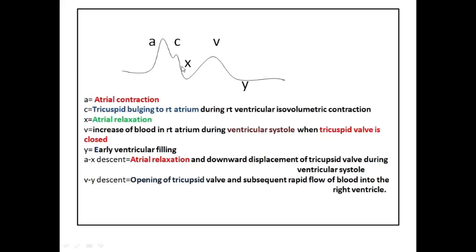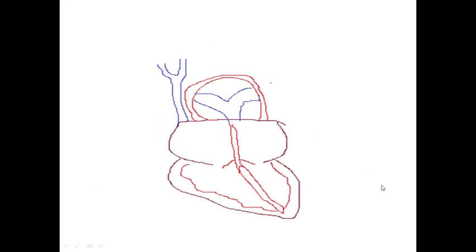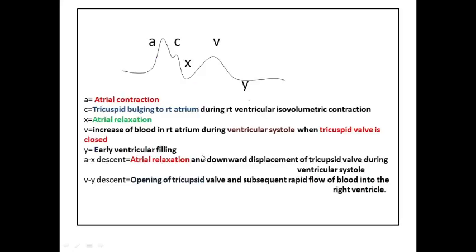So the X descent is due to atrial relaxation, with downward displacement of the tricuspid valve during ventricular systole. Keep in mind that the X descent is atrial relaxation. The Y descent is due to tricuspid opening, as it is ventricular filling. So, opening of the tricuspid valve, subsequently rapid flow of blood to the right ventricle. So this is the Y descent. Next, atrial contraction. Again the A wave will start, and all these things go on.